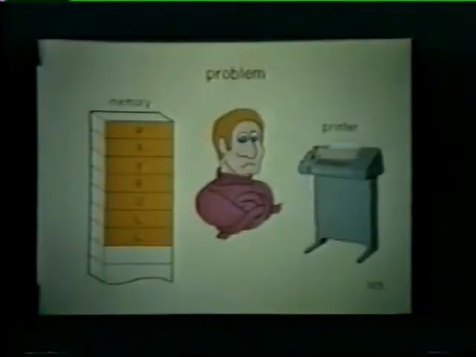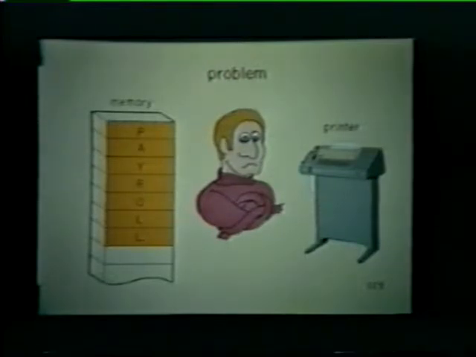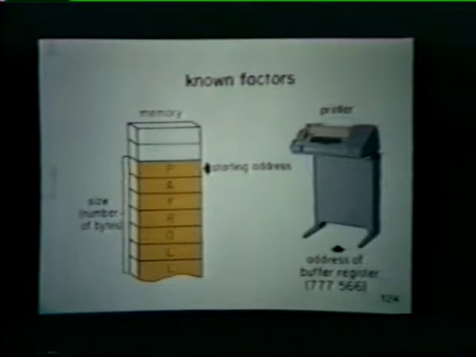The problem is that all current payroll information is stored in memory. Your supervisor just informed you that he wants a hard copy of this data to analyze. Rather than tying yourself in knots trying to figure out how to get this information out of memory and print it on the output printer, perhaps we can use some of our double operand instructions to solve this problem rather easily. Let's start out by looking at our known factors.